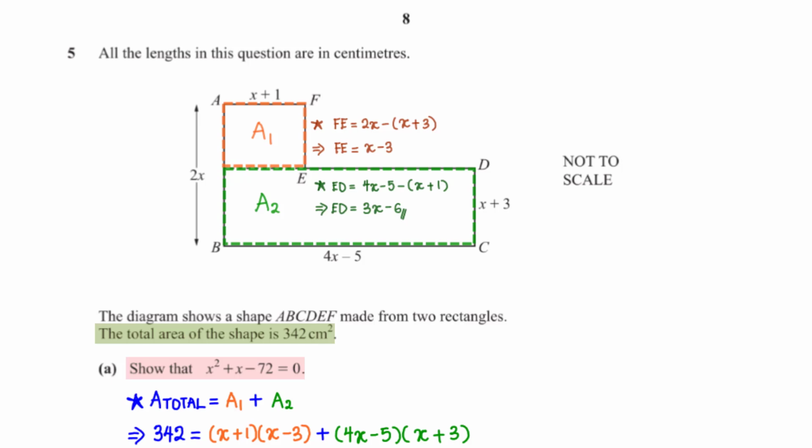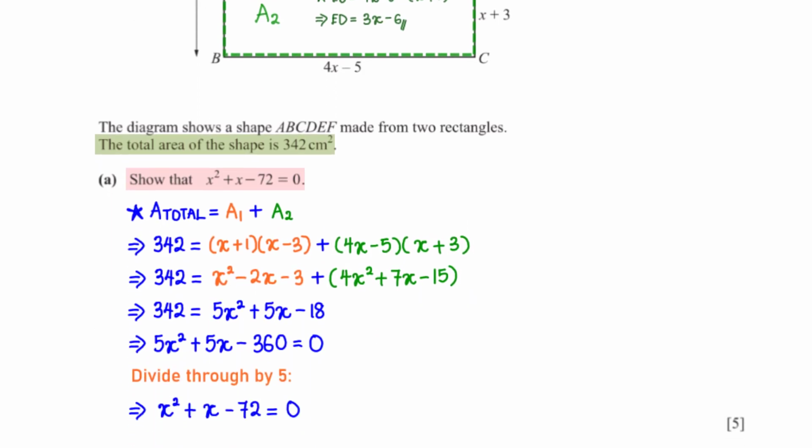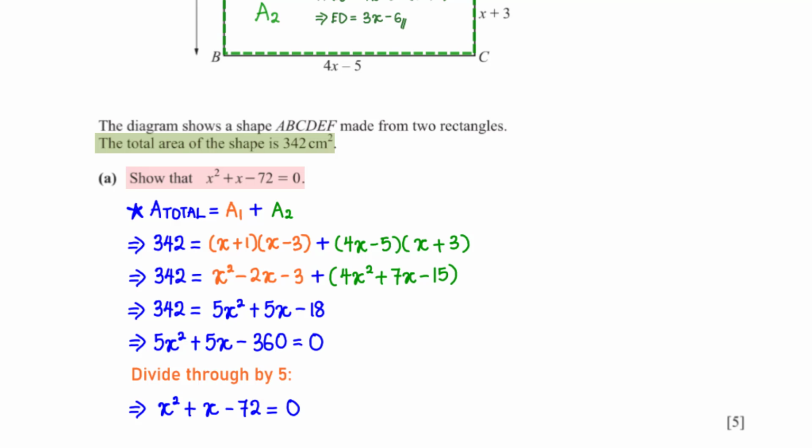For rectangle A2, its length is 4x minus 5 and its width is x plus 3. And so the area A2 will be 4x minus 5 times x plus 3. From here, all we need to do is rearrange the equation to be in the form stated in the question. When we expand x plus 1 times x minus 3, we get x squared minus 2x minus 3. And when we expand 4x minus 5 times x plus 3, we get 4x squared plus 7x minus 15.